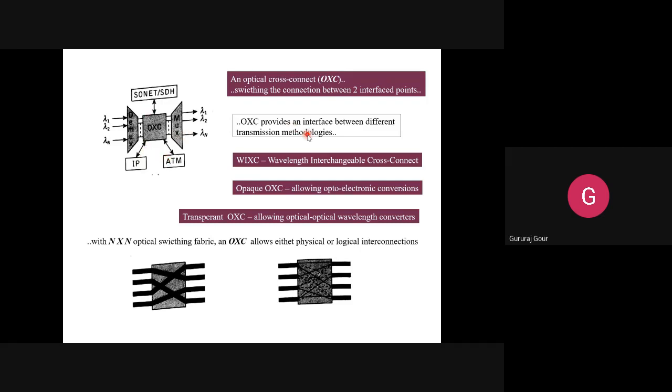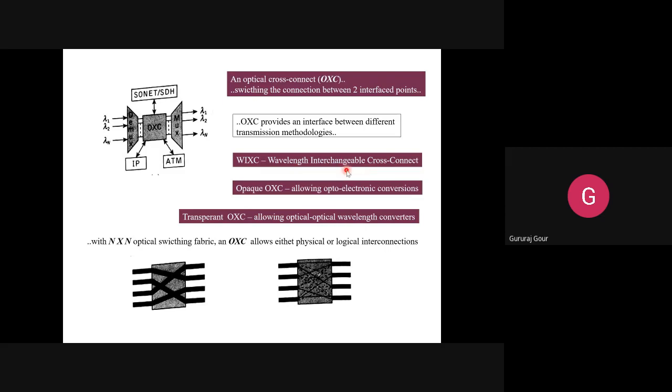What this will do is provide an interface between different transmission methodologies like SONET or SDH or IP or ATM. ATM means asynchronous transfer mode. It is going to provide you the cross connection between the nodes here. Again, there are different variations in OXC. Suppose this one provides the wavelength conversions between a set of wavelengths from the input to the output side, then it is known as a WIXC, a wavelength interchangeable cross connect.